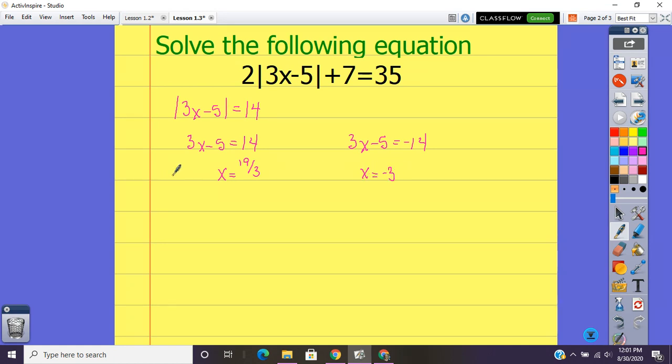And then we'd go through and actually check our solutions because sometimes we could have extraneous solutions. So let's do 19 thirds first. 19 minus 5 is 14, absolute value that's 14, times 2 is 28, plus 7 is 35. So this one checks out. Negative 3: 3 times negative 3 is negative 9, minus 5 is negative 14. The absolute value of that is a positive 14, times 2 is 28, plus 7 is 35. So both of these check out, which means both of these are solutions. And those would be our two answers, and that's how you'd write them.